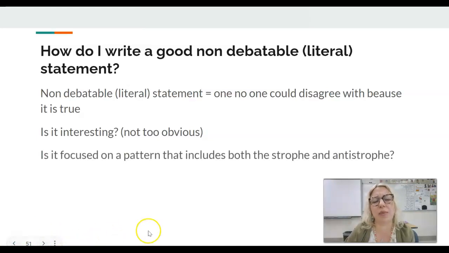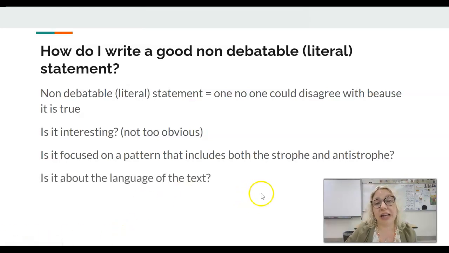How about, is it focused on a pattern that includes both the strophe and the antistrophe? Now, if you notice that there's a pattern that seems to appear more strongly in one section than another, you could talk about it if it makes sense in terms of how it shapes meaning. But just keep in mind that our intentions here are to interpret the entire chunk, both the strophe and the antistrophe. So if a pattern occurs over both, it's going to be an easier way, I think, to help you make sense of the passage as a whole.